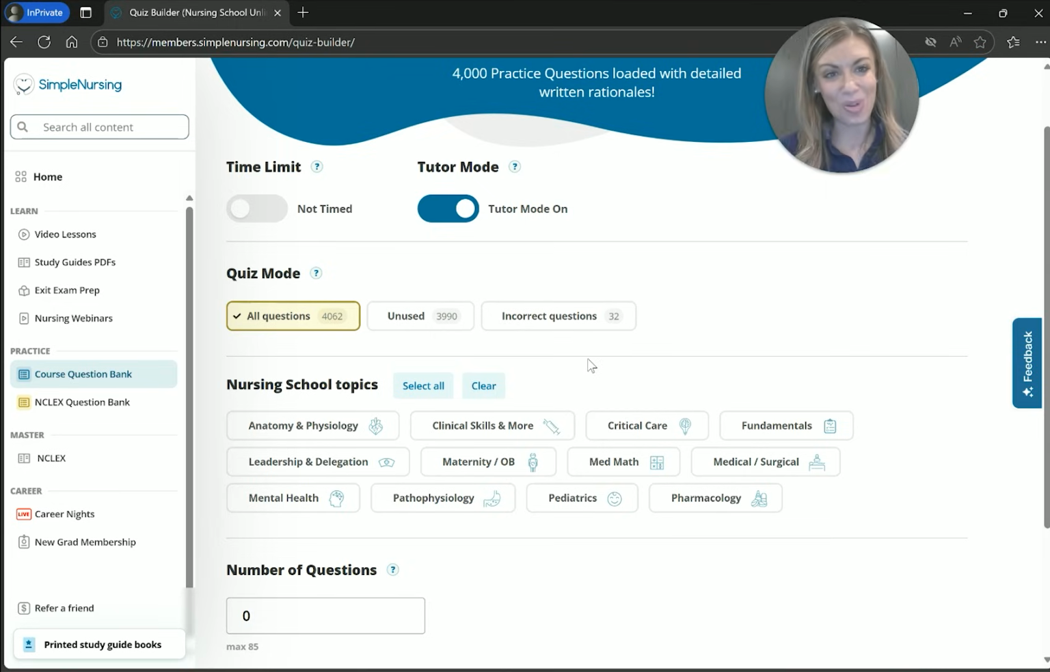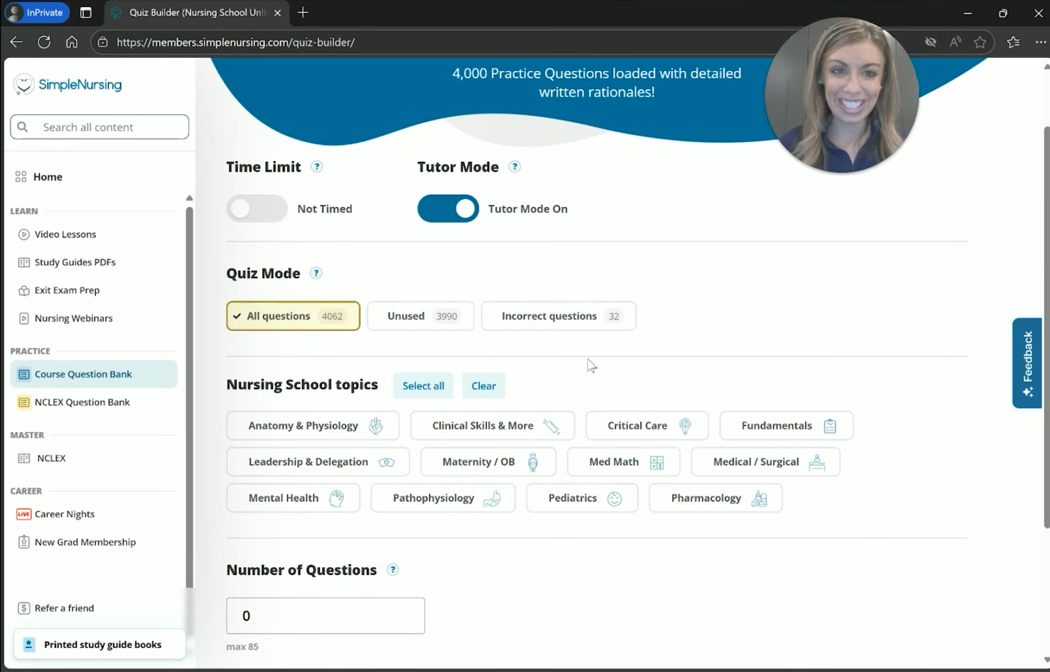I'm going to keep tutor mode on. I call it study mode because you'll get to see immediately after each question if you got it right or wrong and see those rationales as to why. Sometimes I like to turn it off, especially if I'm trying to mimic a practice exam or improve my endurance.